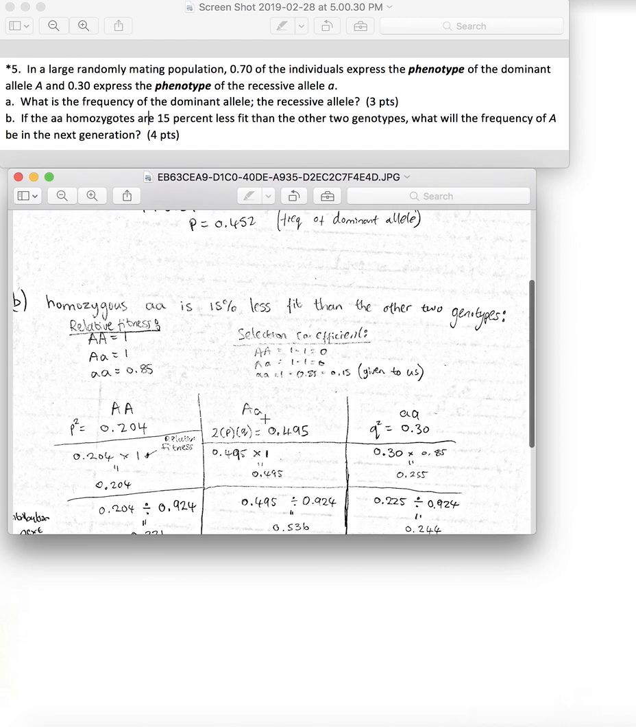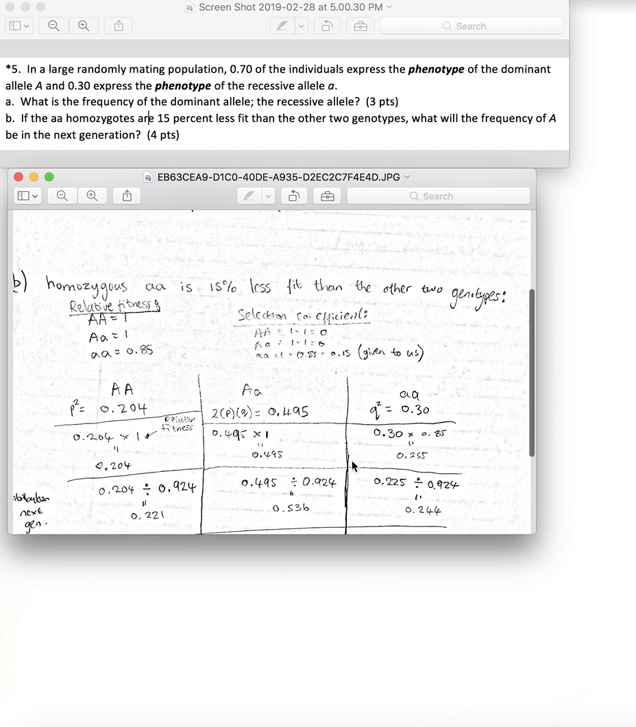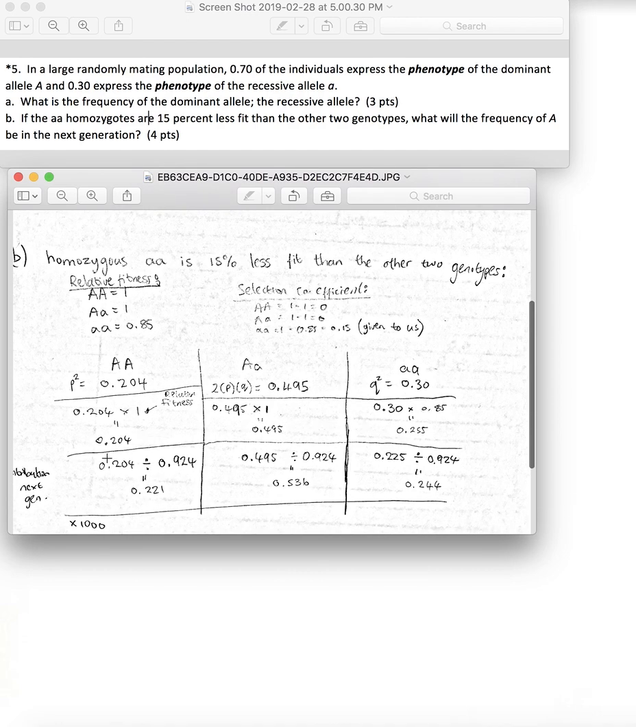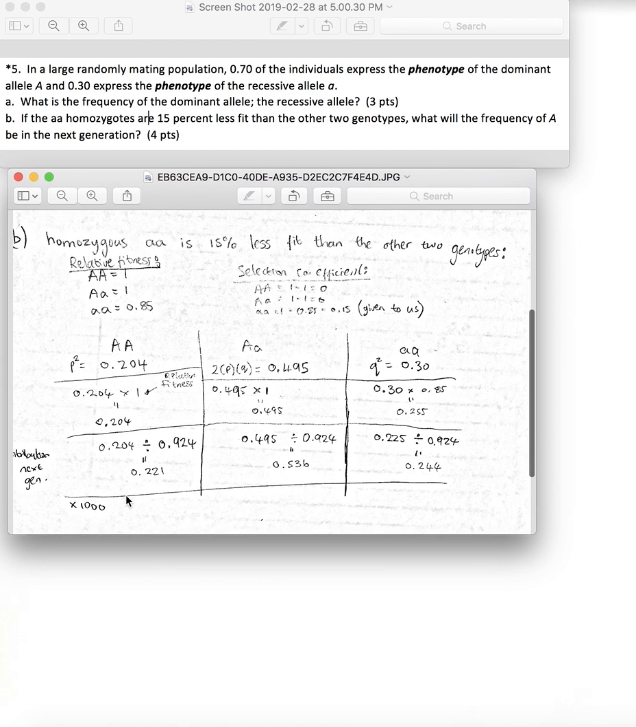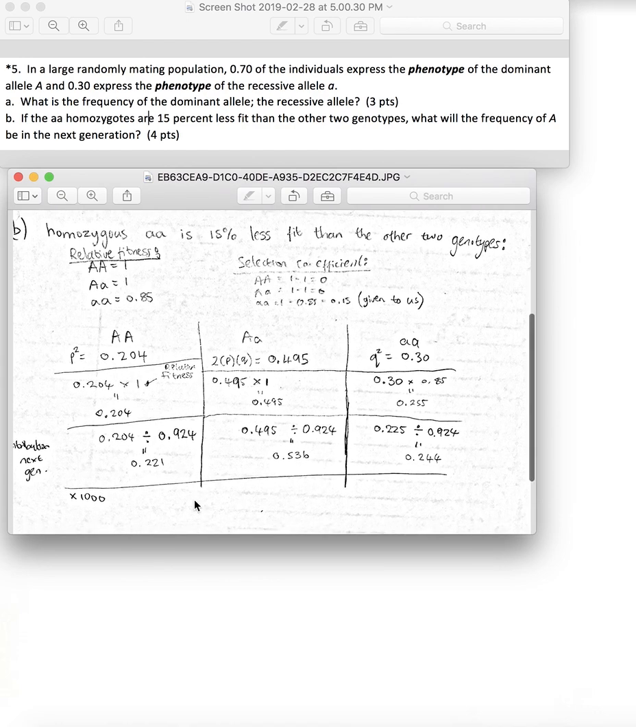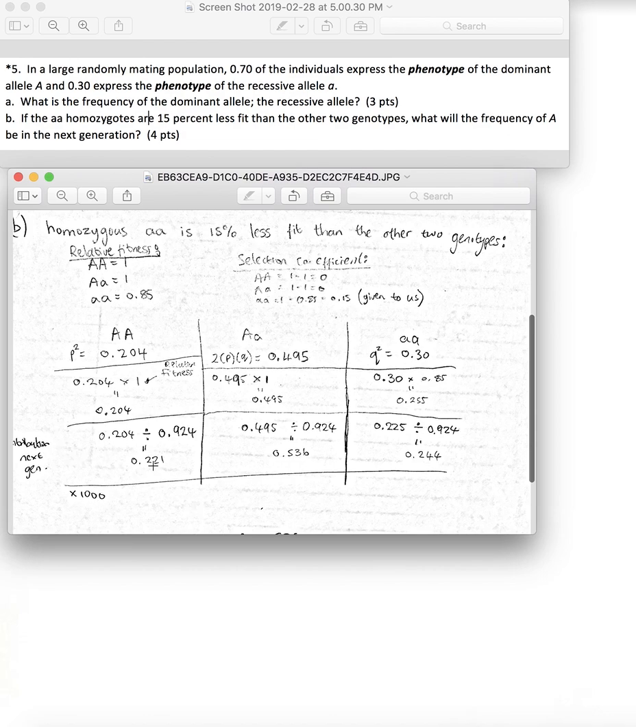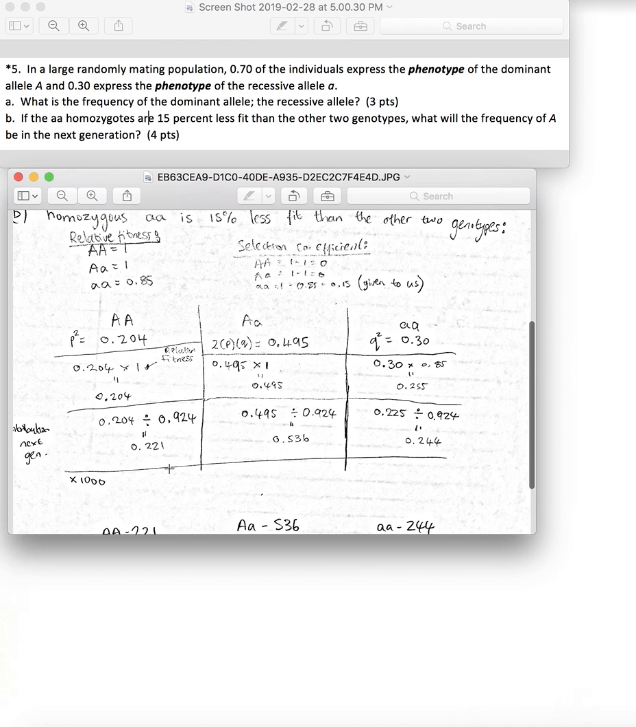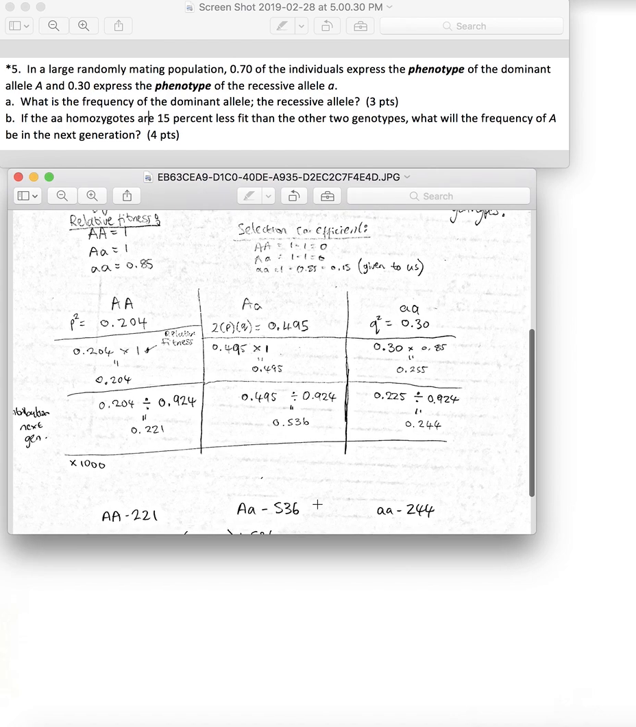So I started making the table as we do in class, and I did p squared plus 2pq plus q squared, and these are the three values I got. And then I multiplied each one by the relative fitness of each one. I got a value, and then I totaled these values up and I divided each of them by the total to get the next generation, what they would have. And I multiplied this by 1,000 because I rounded to 3 decimal places, and I got these values for all three of them: the homozygous dominant, the heterozygous, and the homozygous recessive.